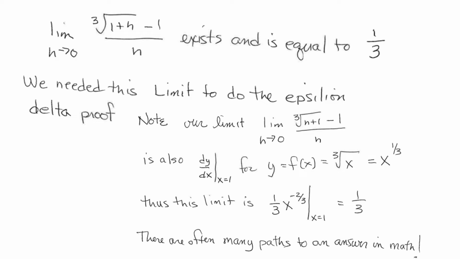So that limit as h goes to 0 of the cube root of 1 plus h minus 1 all over h does exist and is equal to 1/3. Now we needed this limit in order to do the epsilon delta proof.